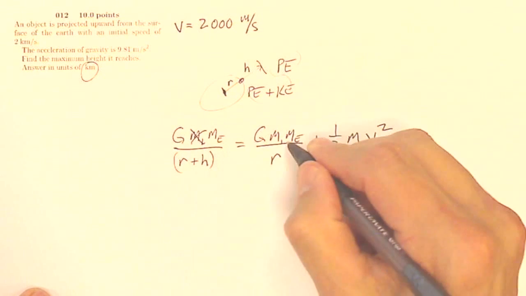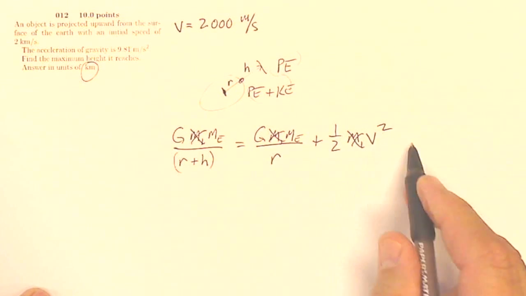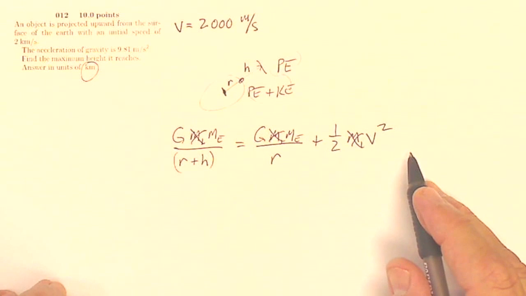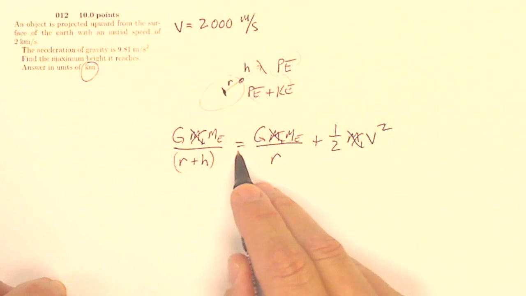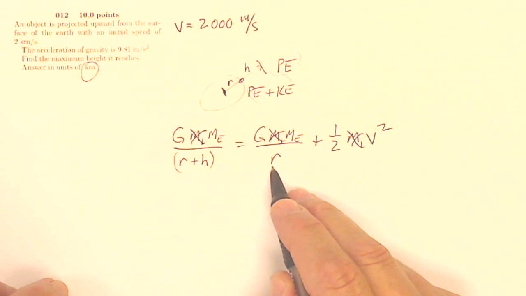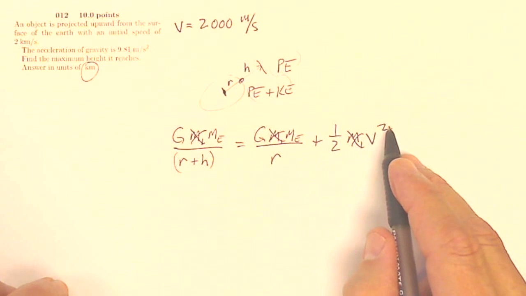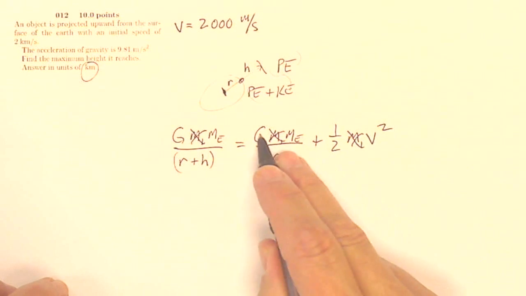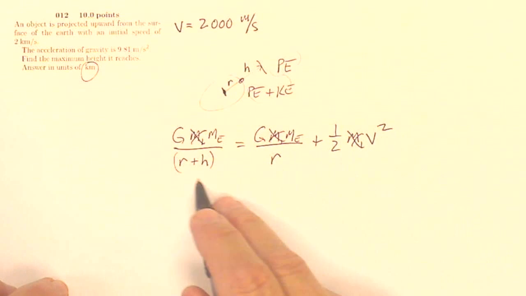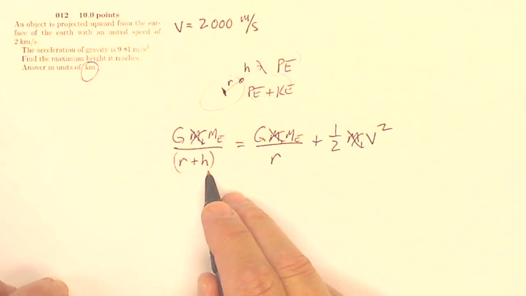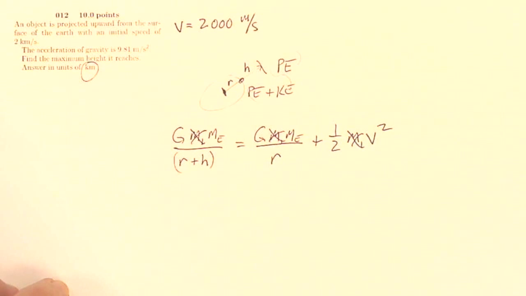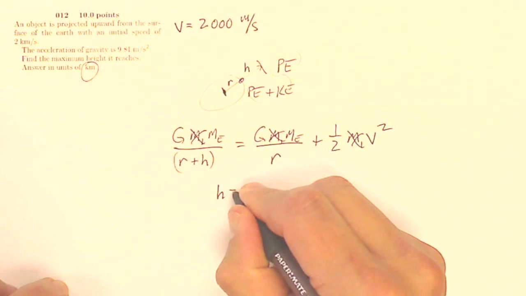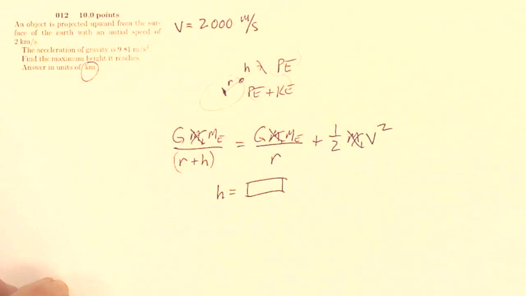Well, here I've got the mass of the object in every term, so all that goes away. So now I've got G times the mass of the Earth divided by the radius plus the height equals G times the mass of the Earth over the radius plus 1/2 v squared. You're left with G, mass of the Earth, radius plus height. So you're going to solve for this h, and that's a little bit of fun with the algebra.